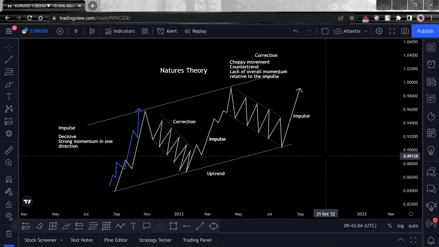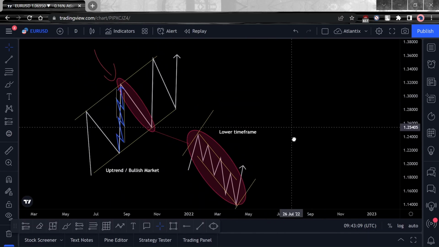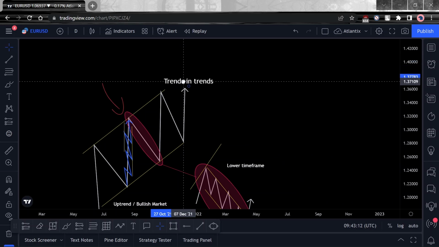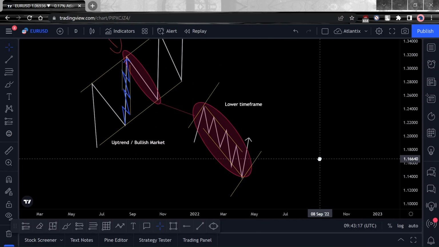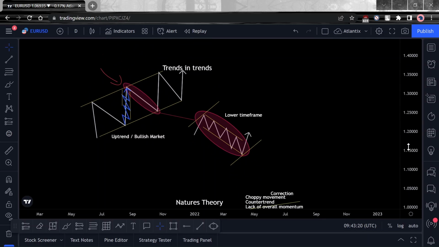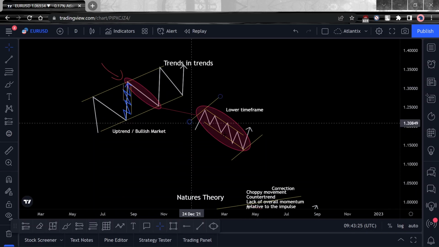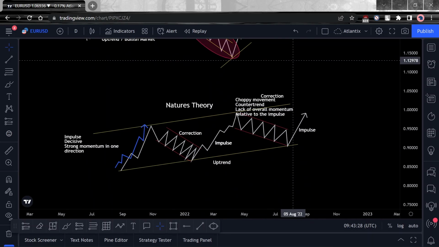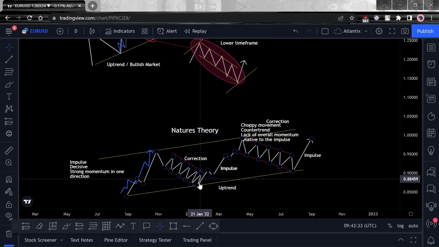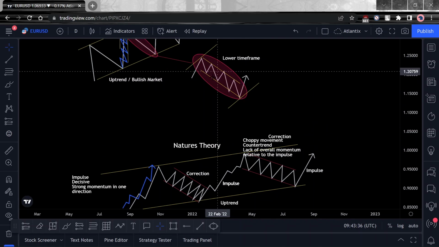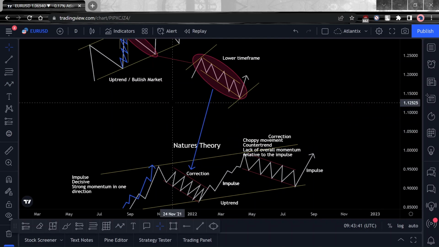Now, remember, these two things are related. So what we called the trend in a trend is related to nature's theory. All right. One may ask, how so? Now, if you look at this trend, what we've simply done here by looking at the lower time frame is that we've identified that when price is moving down, it's a correction. It's choppy. This here would be our correction. So these would be interrelated, right?